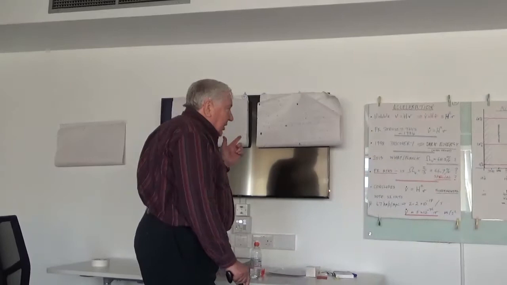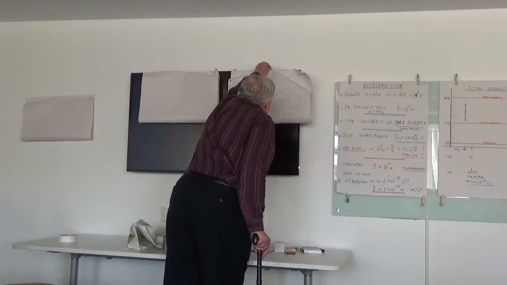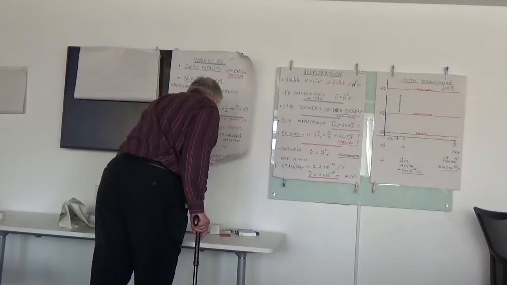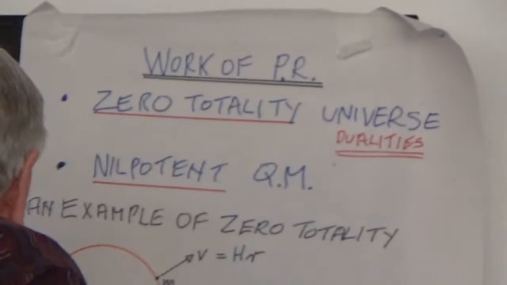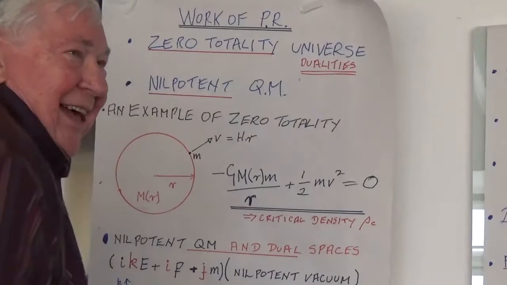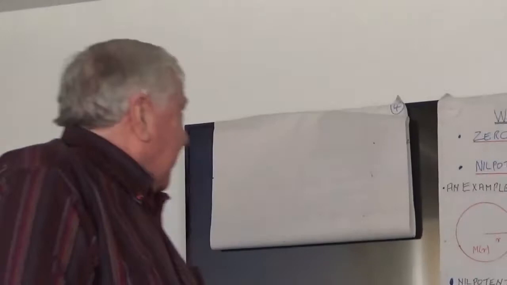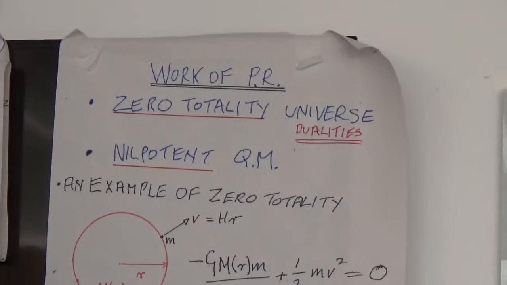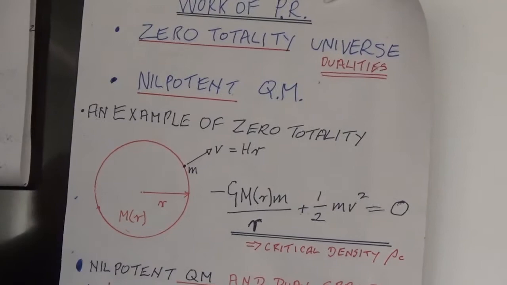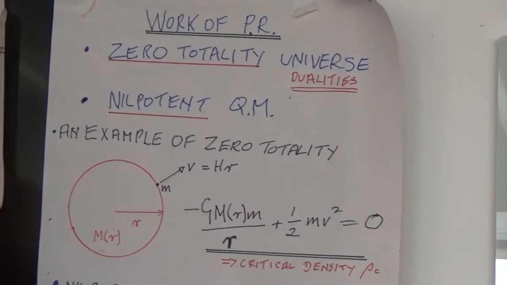Now, I need to talk a bit more about Peter's work. Right, Peter's idea is based on two things. First of all, that the totality of everything in the universe, the entire universe, is absolutely nothing. There is nothing at all in the universe, not even abstract concepts.